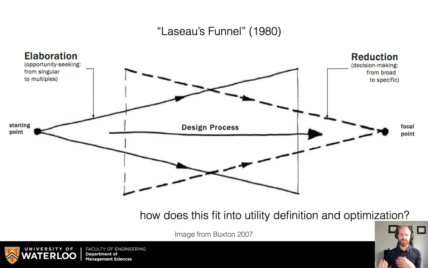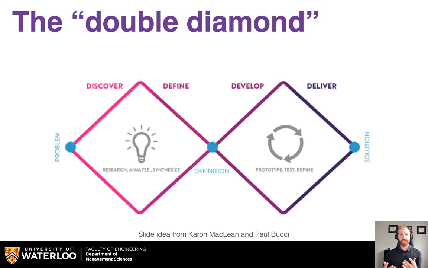But how does this fit into utility definition and optimization? How does it get the design right and the right design? Well, I've already given a hint when I said it was iterative. You might consider this diagram the double diamond. This is where you have two of Lasso's funnels. The first is discovering and then defining, and then you develop and deliver. In both cases, you'll probably be more iterative. It's probably more messy and cyclical than this.